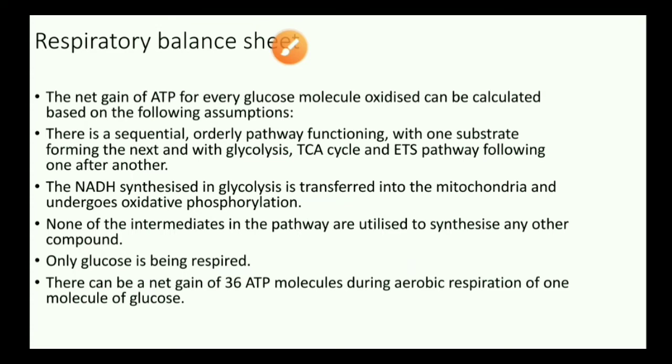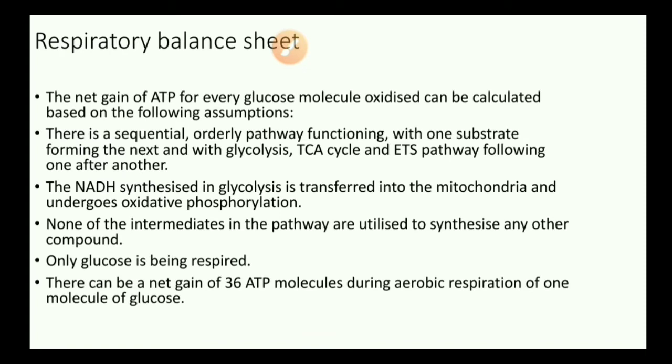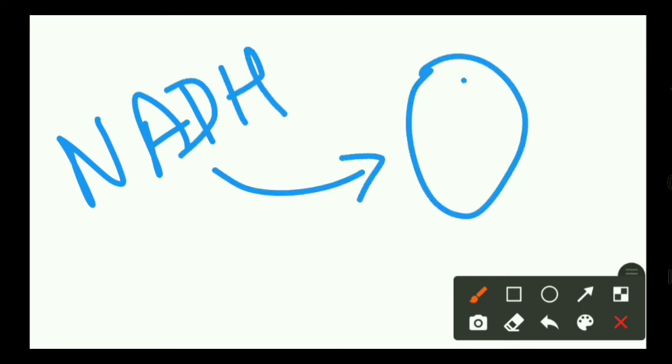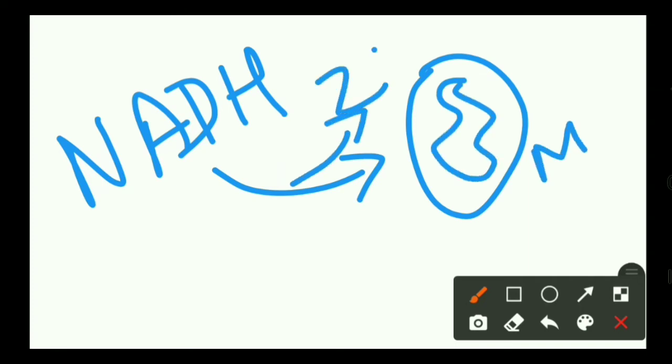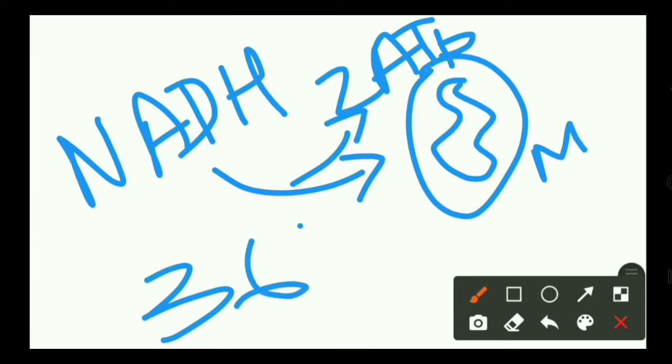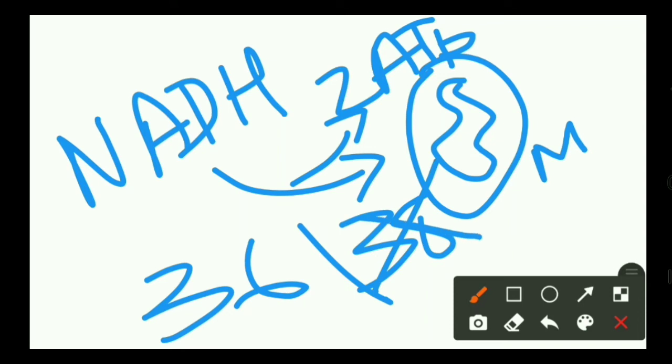Now the next thing that is important to understand is that when this NADH is going inside our mitochondria, 2 ATPs are consumed, and that is why the net gain is 36 and not 38 ATPs. This is what it was mentioning.